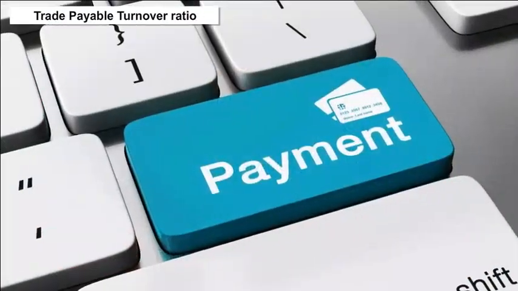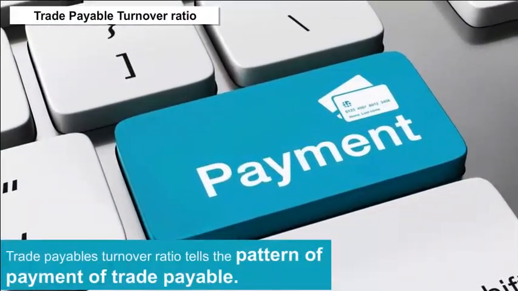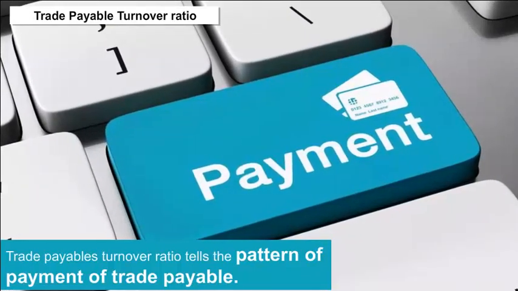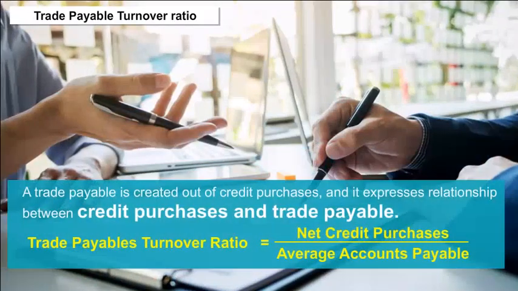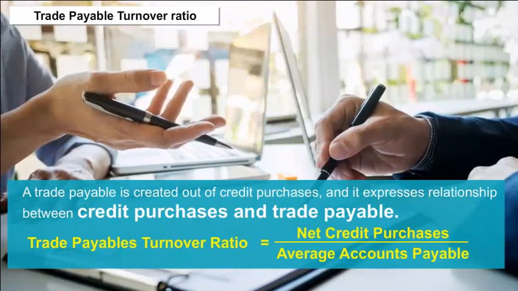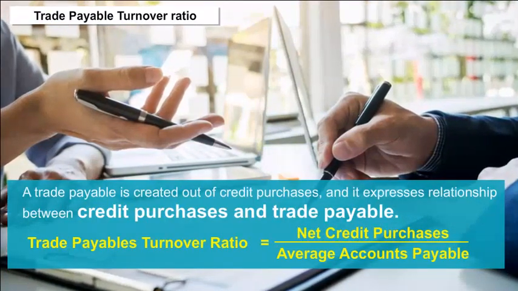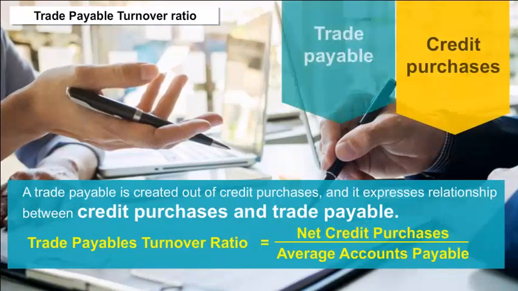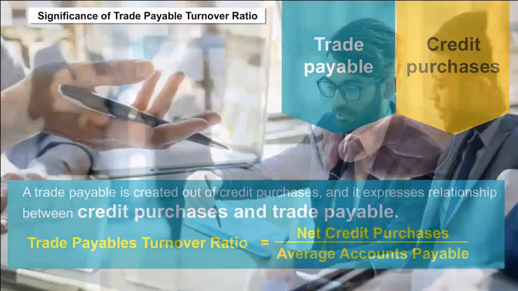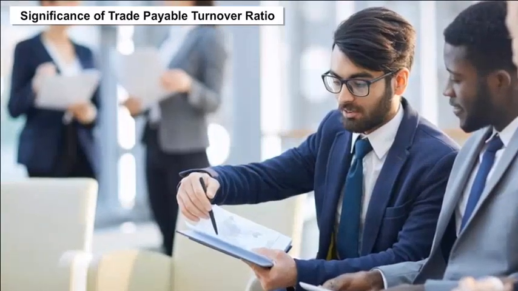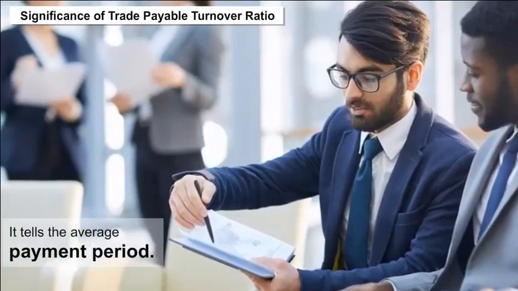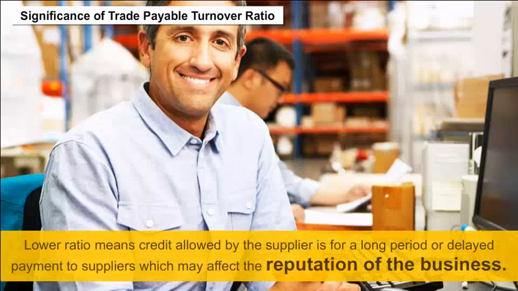Trade payable turnover ratio. Trade payables turnover ratio tells the pattern of payment of trade payable. A trade payable is created out of credit purchases and it expresses the relationship between credit purchases and trade payable. Significance of trade payable turnover ratio. It tells the average payment period. Lower ratio means credit allowed by the supplier is for a long period or delayed payment to suppliers, which may affect the reputation of the business.